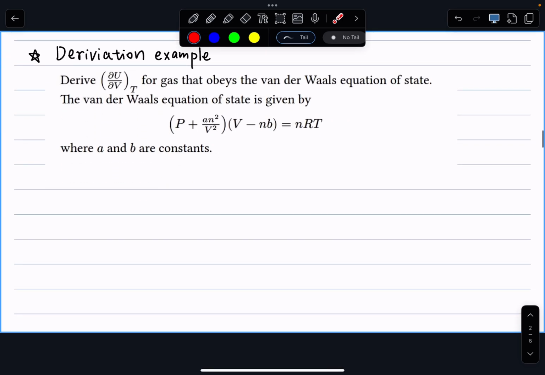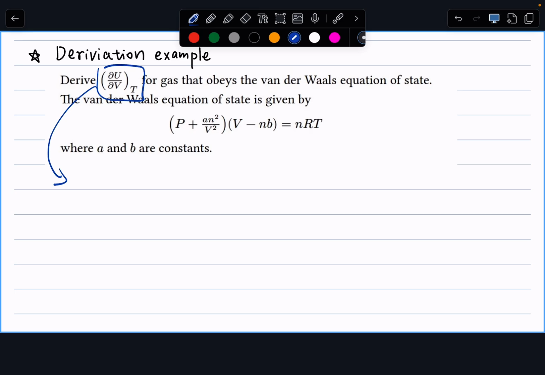For example, in this case, this is a typical derivation problem. It asks you to derive the partial differential of internal energy over volume at constant temperature for a gas that obeys the van der Waals equation of state. So in this case, when we're reading it, first of all, do we know what this partial differential of internal energy over volume at constant T, or the volume dependence of internal energy, is? Right, so this is generally true. It doesn't matter what system we're looking at.